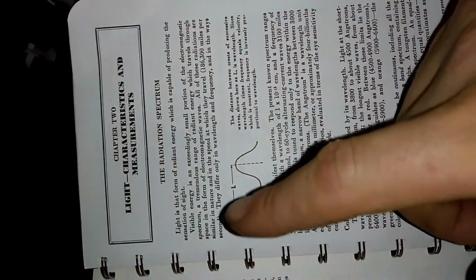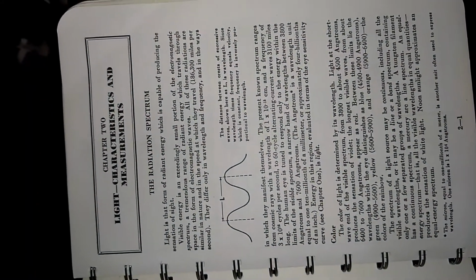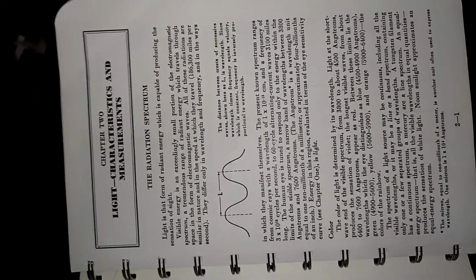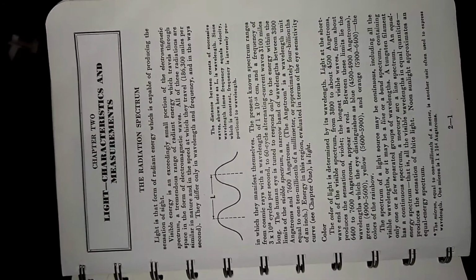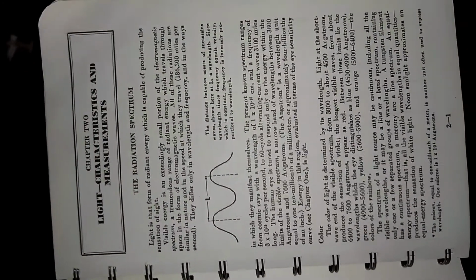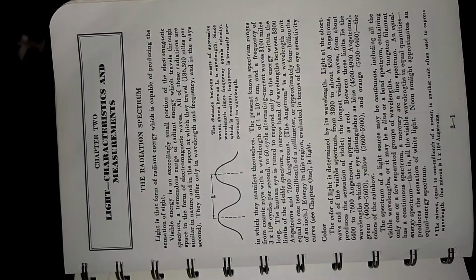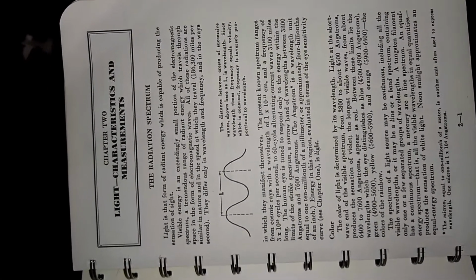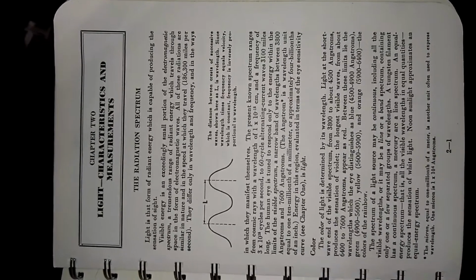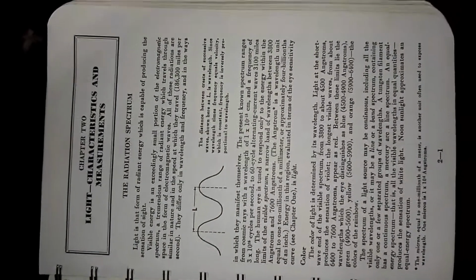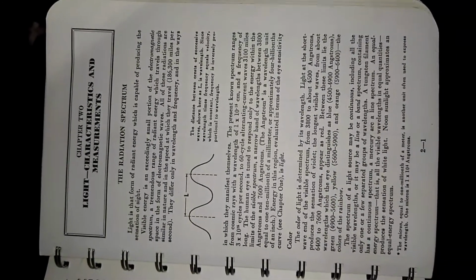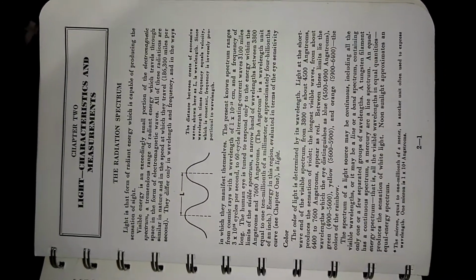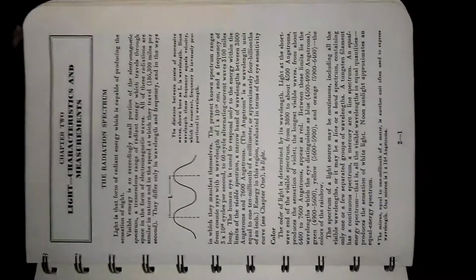So, get to this part here. It says in here, light is that form of radiant energy which is capable of producing the sensation of sight. Visible energy is an exceedingly small portion of the electromagnetic spectrum, a tremendous range of radiant energy which travels through space in the form of electromagnetic waves. All of these radiations are similar in nature and in the speed at which they travel, the speed of light. They differ only in wavelength and frequency, and in the ways in which they manifest themselves.